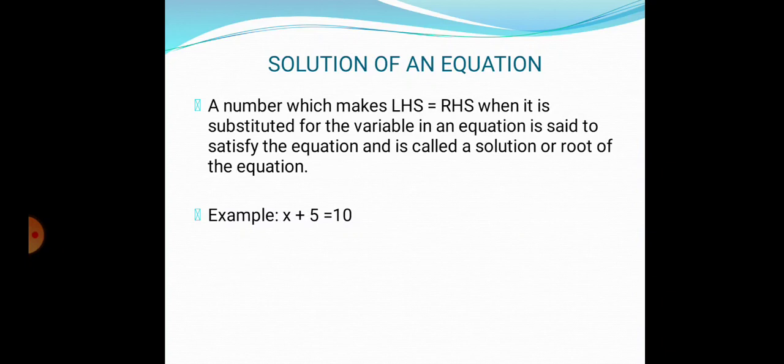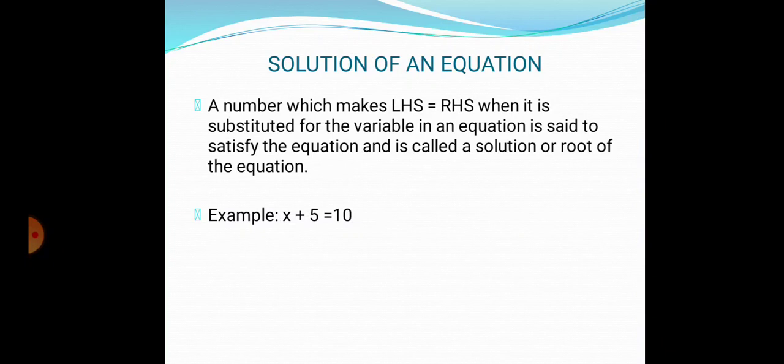For example, let us consider x plus 5 equal to 10. Now we are going to find the solution of it. According to the definition of solution of an equation, we have to substitute a number in the place of the unknown variable. Then the value of the left hand side and the right hand side should be equal. So 5 plus 5 gives us 10. So on the left side we have 10 and on the right side also we have 10. Which means the solution for this equation is 5.